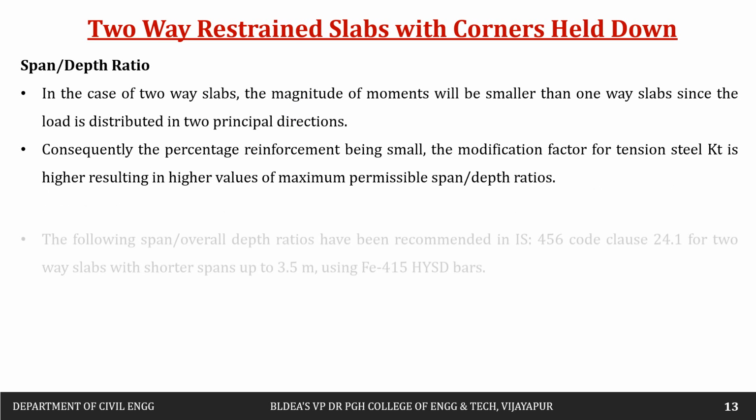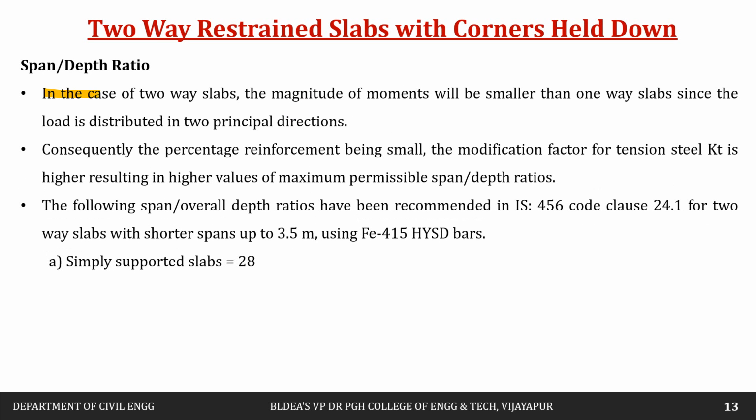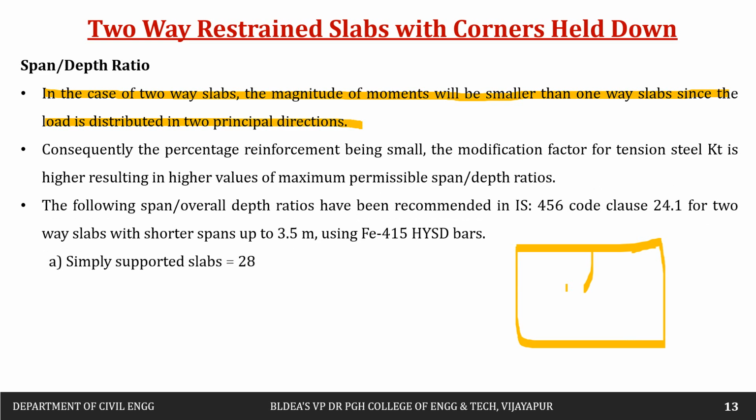Then next is regarding span to depth ratio. In the case of two-way slabs, the magnitude of moments will be smaller than in one-way slabs since the load is distributed in two principal directions. If you take a two-way slab, the load will be transferred to all the edges. Therefore the magnitude of moments will be smaller than in a one-way slab, because the load is transferred to all the supports.